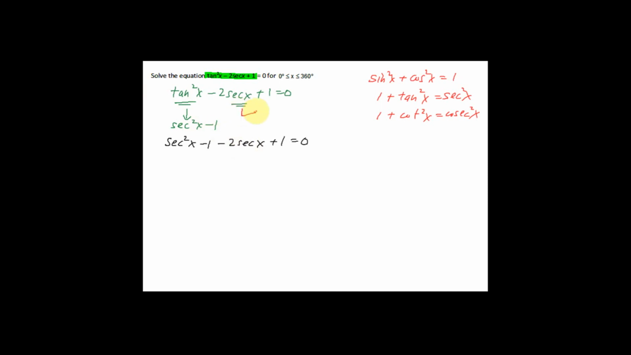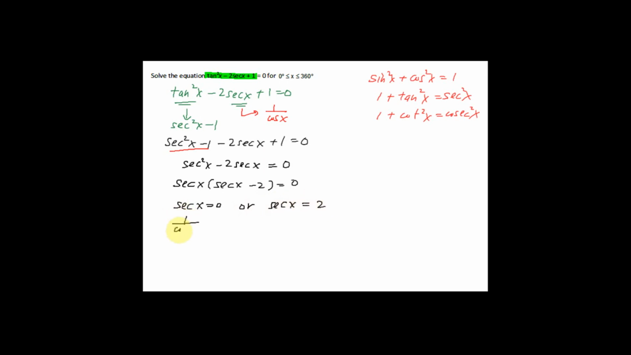Some students may change the secant x to 1 over cos x. After you change to 1 over cos x, you can see here this is tangent square. You can't actually reduce it to an equation with one unknown. Therefore, you should change your tangent square to secant square minus 1. Now you have secant square x minus 2 secant x minus 1 plus 1, you have 0, therefore you have this equal to 0. Factorize it, you have secant x times secant x minus 2 equal to 0. Therefore, your secant x equal to 0 or secant x equal to 2.